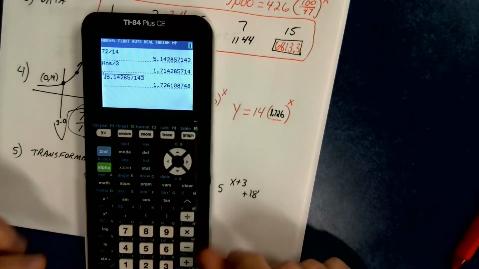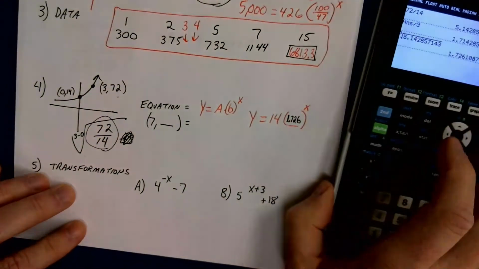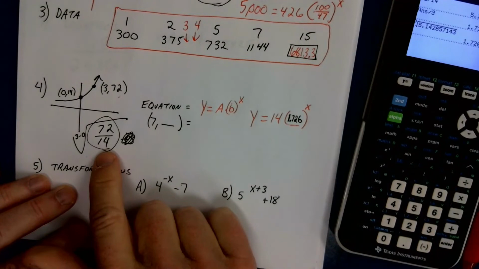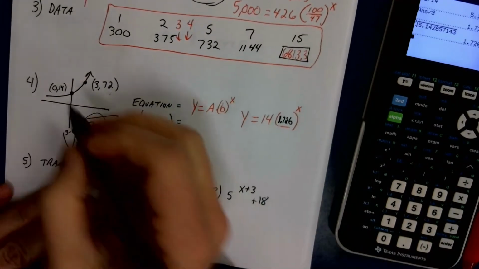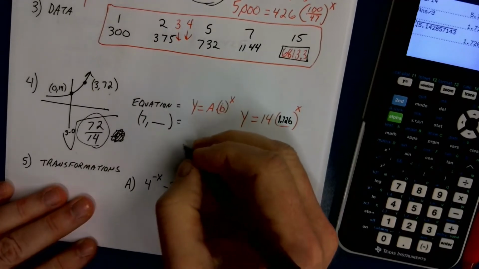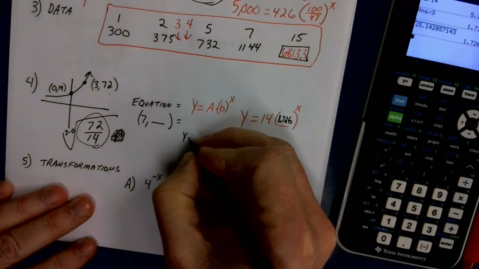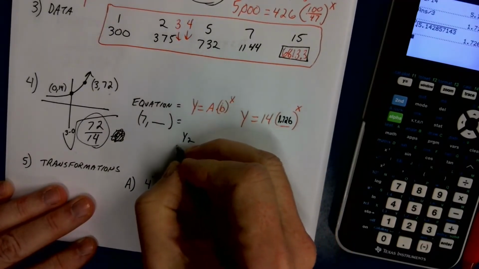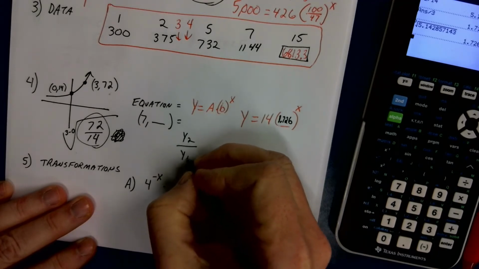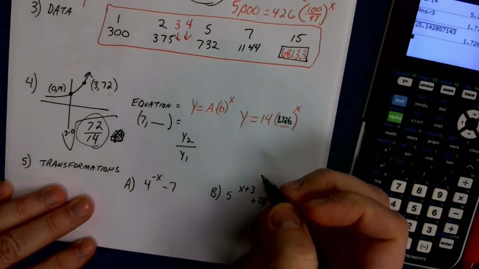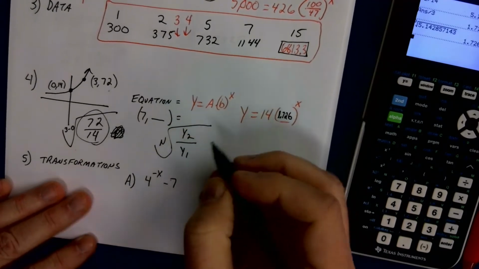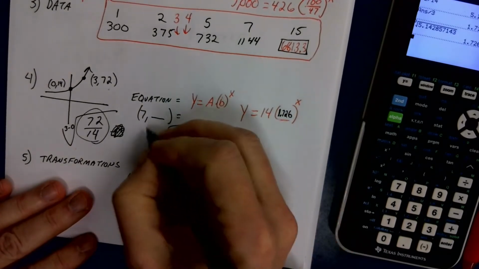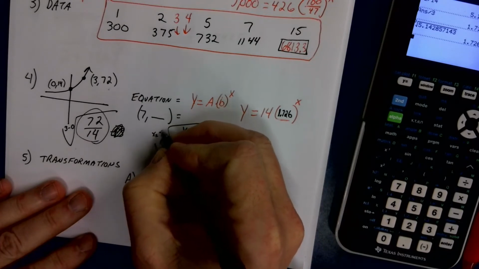So when I ask you to try different things, sometimes you're going to be like, whoa, that looked like it worked, but it really didn't work. And when I did this, okay? So how do I find this out anytime? I take y2 divided by y1, yes? And I take the nth root based on x2 minus x1.